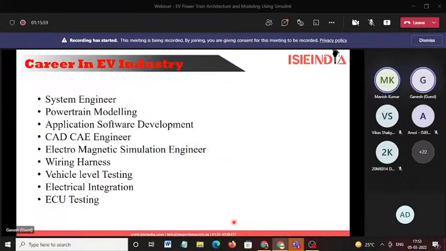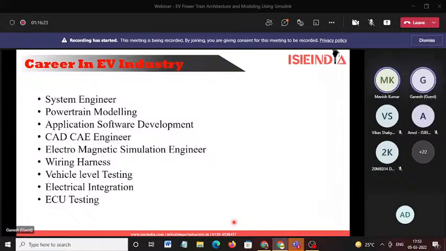So coming to the careers in the EV industry, okay. Everyone is very interested. Mainly the webinar will focus on the careers in the EV industry. As I said, we have many job opportunities right now. There is a huge opening in the market. They are hiring even freshers, people who have very little background in electric vehicles.